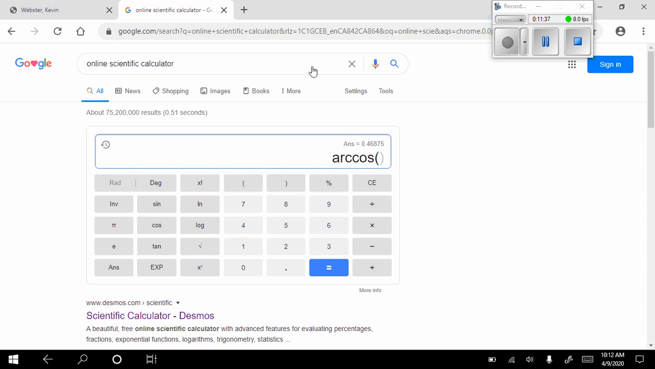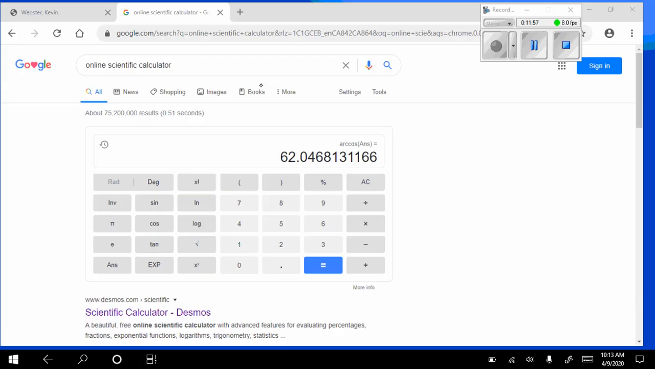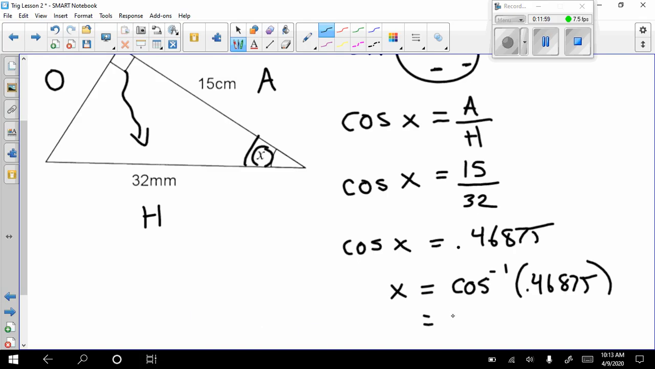So I do this. And now just ignore the fact that it says arc cos. It just means cos -1. And I want to do this calculator. I can hit answer there, which remembers it's 0.46875, which is kind of nice. And I hit equals. There it is, 62 degrees. And so the answer here is 62 degrees. All right, so that's how we do this when we're solving for an unknown angle.